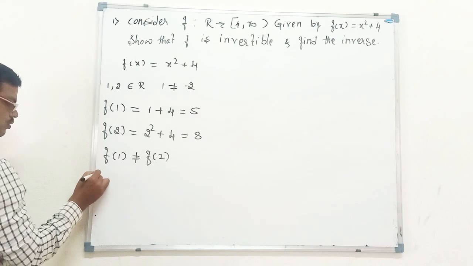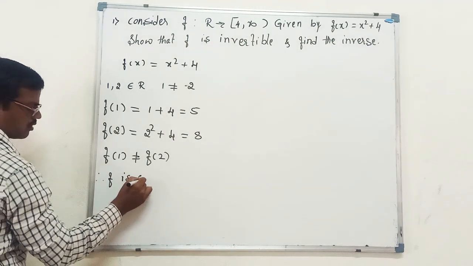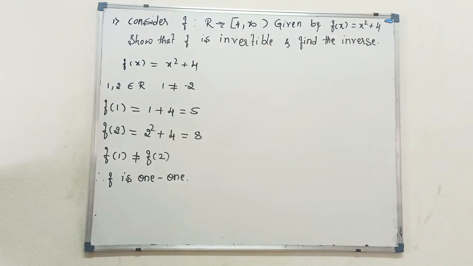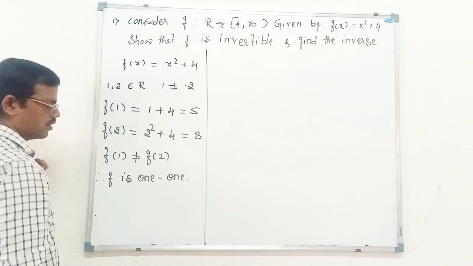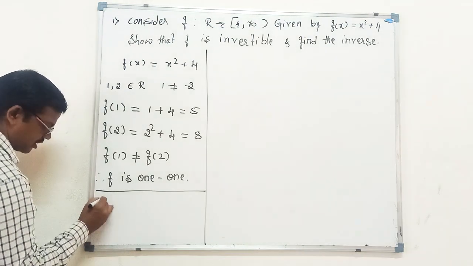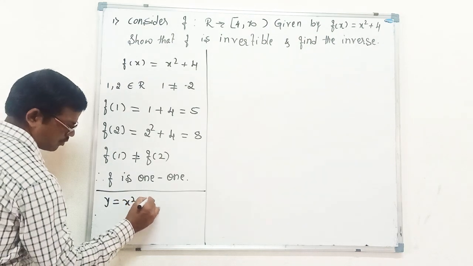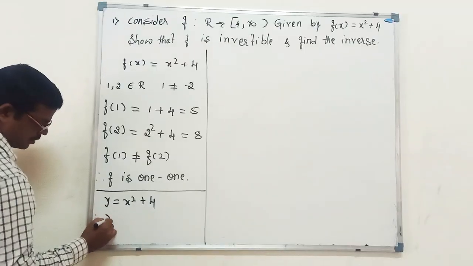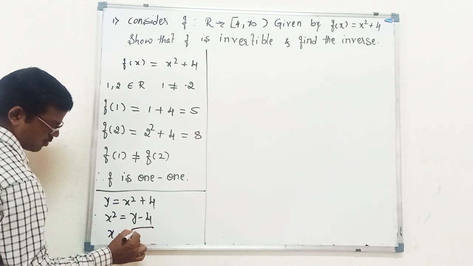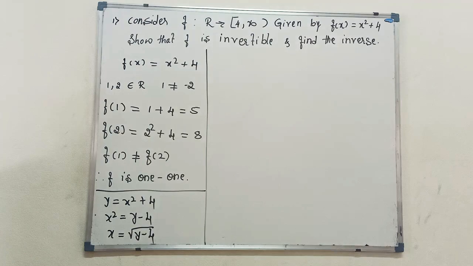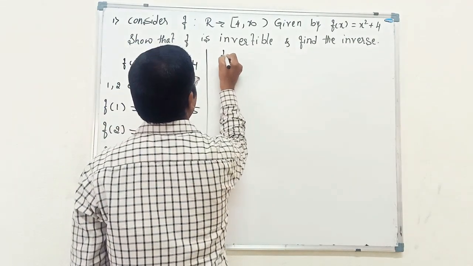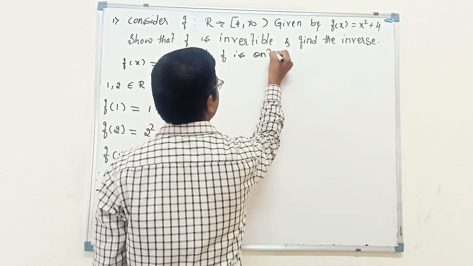Therefore F is one-one. So next we come to onto. F is onto. For that we have to convert the given x in terms of y. So let me consider y is equal to x square plus 4. If you bring that to the other side, what do we get? X square is equal to y minus 4. X is equal to root of y minus 4. So then we have converted x in terms of y. Then f is onto.